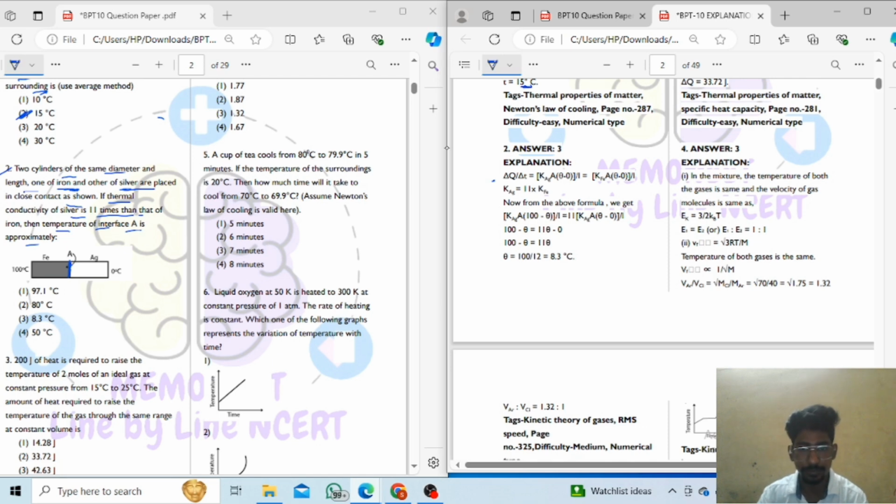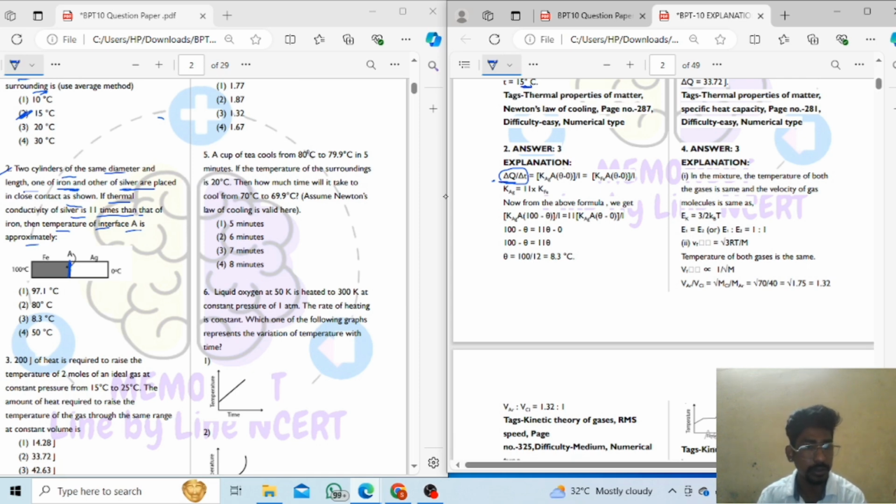Same concept: the change in the temperature per unit time, del theta by del t, equals K into A, the surface area, into the change in the temperature divided by L. L means the length, or you can say the width of the section. Width of the section you can mention, right?